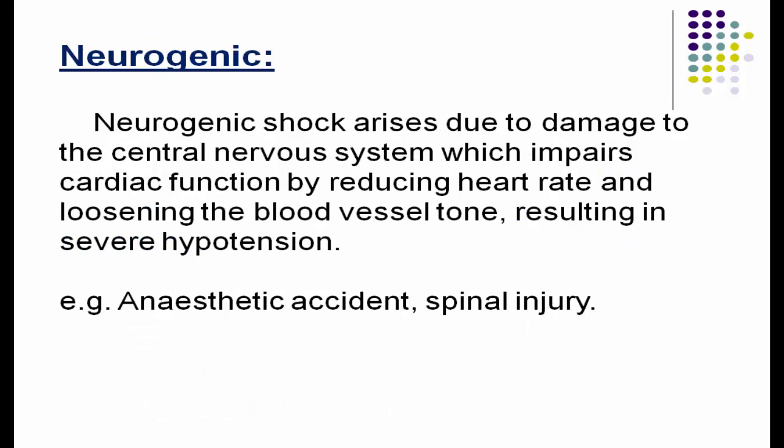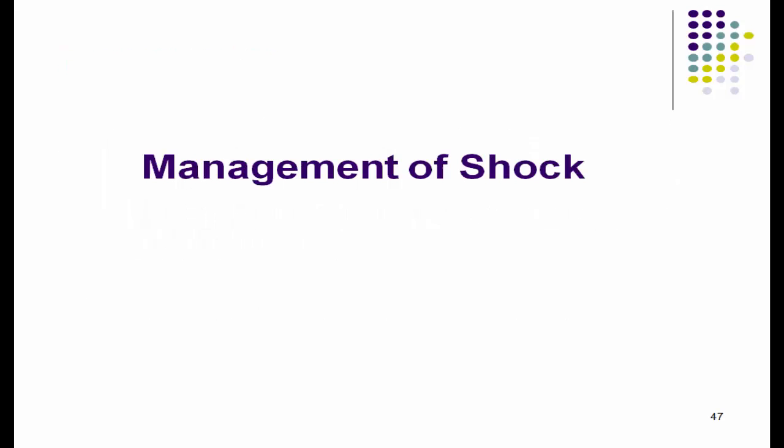Now, the neurogenic shock. Neurogenic shock arises due to damage to the central nervous system, which impairs cardiac function by reducing heart rate and loosening the blood vessel tone, resulting in severe hypotension. For example, anesthetic accident, spinal injury.